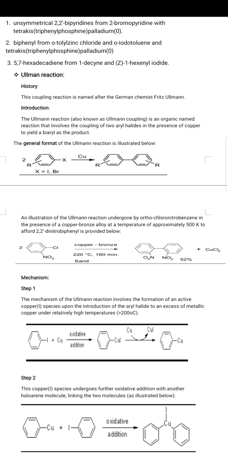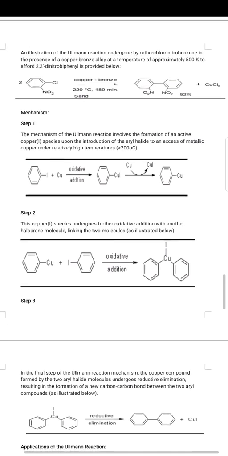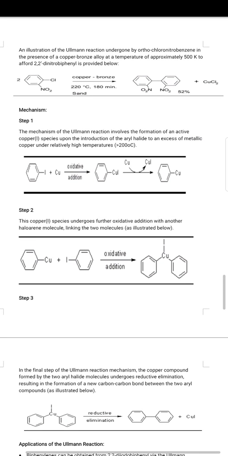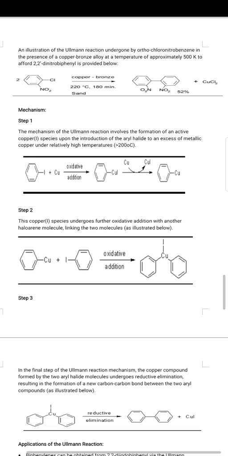The general format of the Ullmann reaction is illustrated below. We can see that there are two aryl halides where X may be an iodine or a bromine. In the presence of copper, it yields a biaryl as a product. Here I quote an example of that reaction. When ortho-chloronitrobenzene in the presence of copper bronze alloy at 220 degrees Celsius is heated for 180 minutes, it will be converted into 2,2'-dinitrobiphenyl and copper chloride as a byproduct.